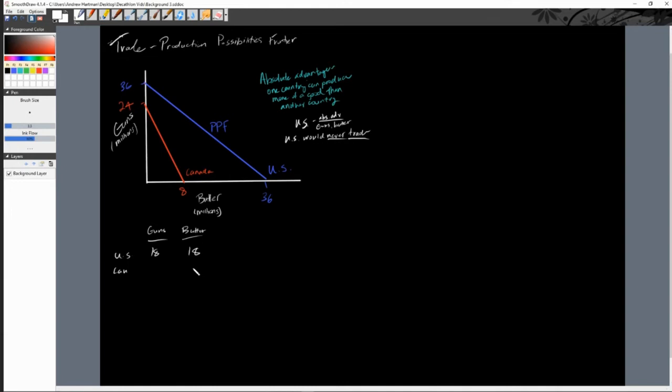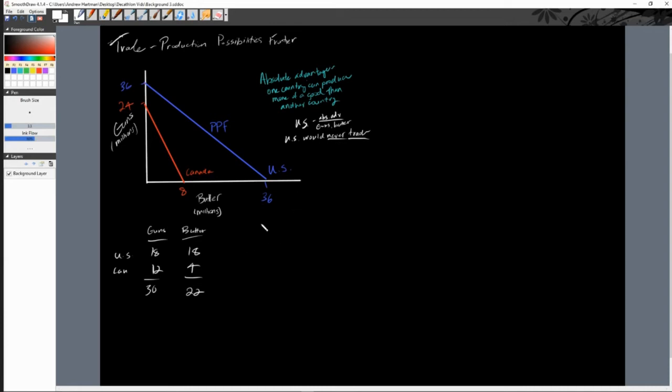Which, if you're thinking ahead at home, means they can produce 3 guns for every 4 units of butter. Add those up, you're going to get 30 and 22. So 30 units of guns and 22 units of butter for the total production that these economies together can make. Right, so that might be fine. But it is at this point we need to maybe think about adding in another concept here.